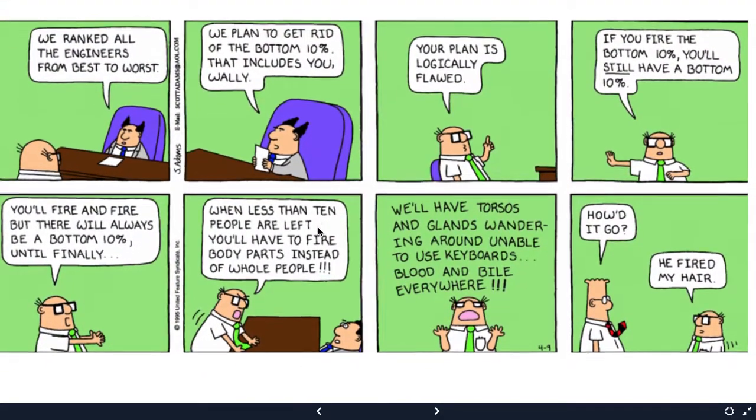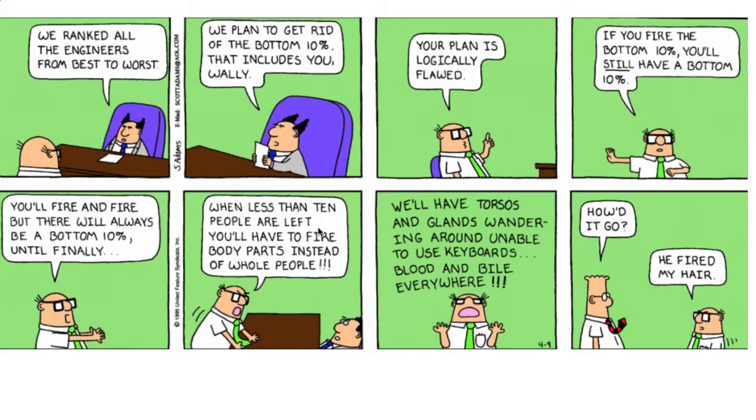Dilbert. Poor Wally's getting fired. We ranked all the engineers from best to worst. We plan to get rid of the bottom 10%, which includes Wally. Okay? So if you're in that bottom 10%, we're taking you out. Wally's going, but your plan's logically flawed. If you fire the bottom 10%, you'll still have a bottom 10%. You'll fire and fire, but there'll always be a bottom 10% until finally, when less than 10 people are left, you'll have to fire body parts instead of whole people. We'll have torsos and glands wandering around, unable to use keyboards, blood and bile everywhere.